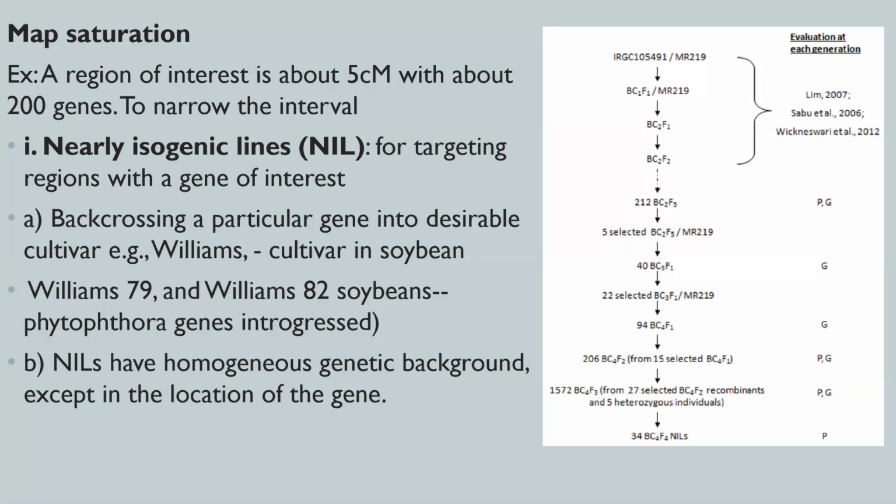As an example, Williams is a cultivar in soybean. You have 2 other cultivars, Williams 79 and Williams 82. There you have only those Phytophthora genes that vary, but the rest of the genome, the rest of the 59,000 genes or whatever, they're 100% similar. And NILs have a homogeneous genetic background except in the location of the gene. That's what I have been talking about. But it takes a few generations to develop this. With this, we will be able to narrow down the QTL region.